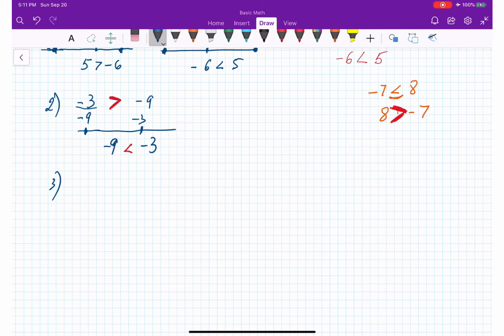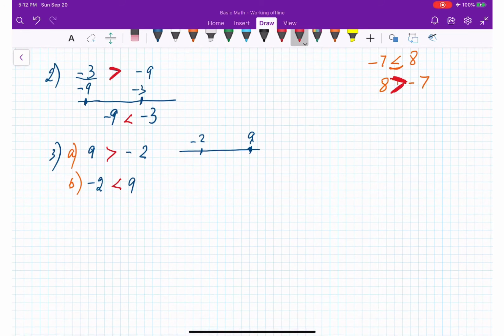Question number 3. So what do we have? A: 9, question mark, -2. And B: -2, question mark, 9. Okay, if we draw on the line of numbers, 9 is on the right side, -2 on the left side, which means every number that is on the right side is greater than, so this becomes greater than. And every number on the left side, -2, is less than the number on the right side. Okay?